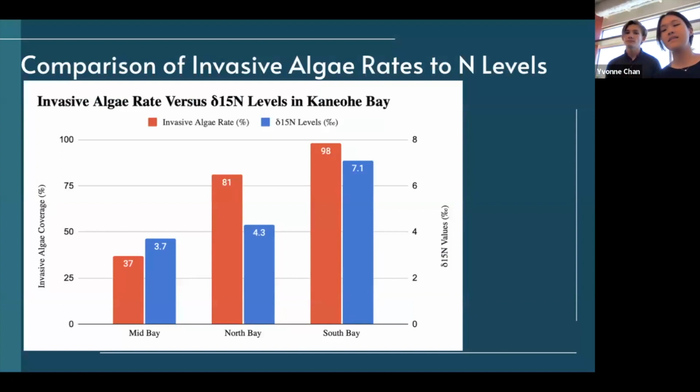So as Maddux said, essentially the nitrogen delta 15 represents wastewater or human pollution. As you can see from this graph, there's a correlation between the invasive algae rates and nitrogen levels. In the mid-bay, the invasive algae and nitrogen levels correlate with each other, and there's a stronger prevalence of nitrogen in areas with higher prevalences of invasive algae.